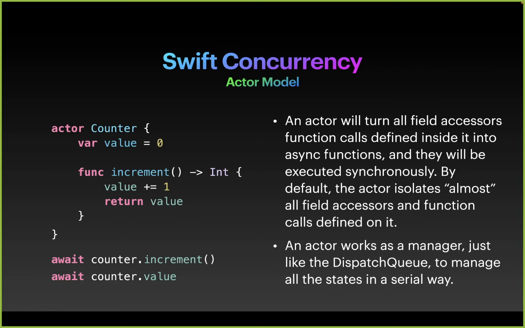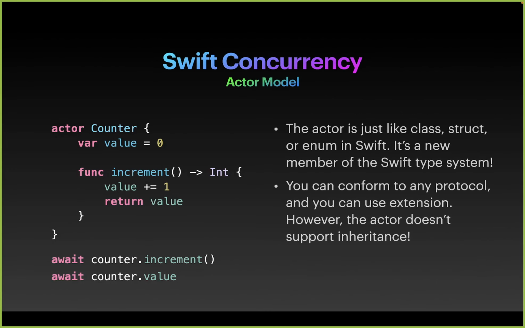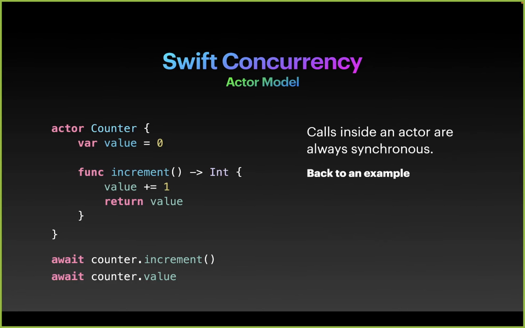An actor actually works like some sort of manager, just like a dispatch queue, to manage all the state in a serial way. The actor is just like a class, struct or enum in Swift. It's a new member of the Swift type system, introduced last year. You can conform to any protocol and you can use extensions. However, the actor doesn't support inheritance. So it's like a class, it's like a struct, but there are some differences. And also the calls inside of an actor are always synchronized, but we can look at this example next week.